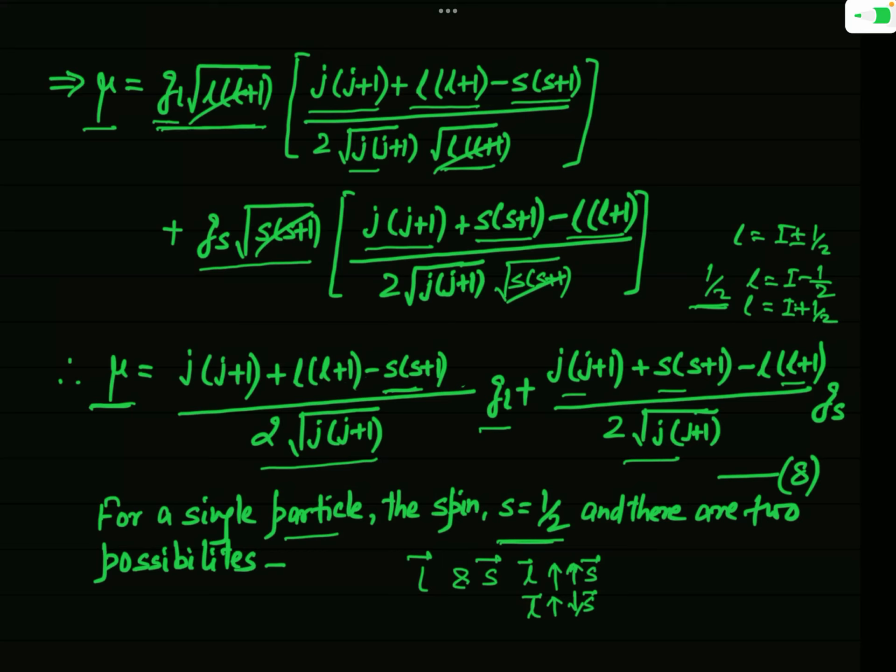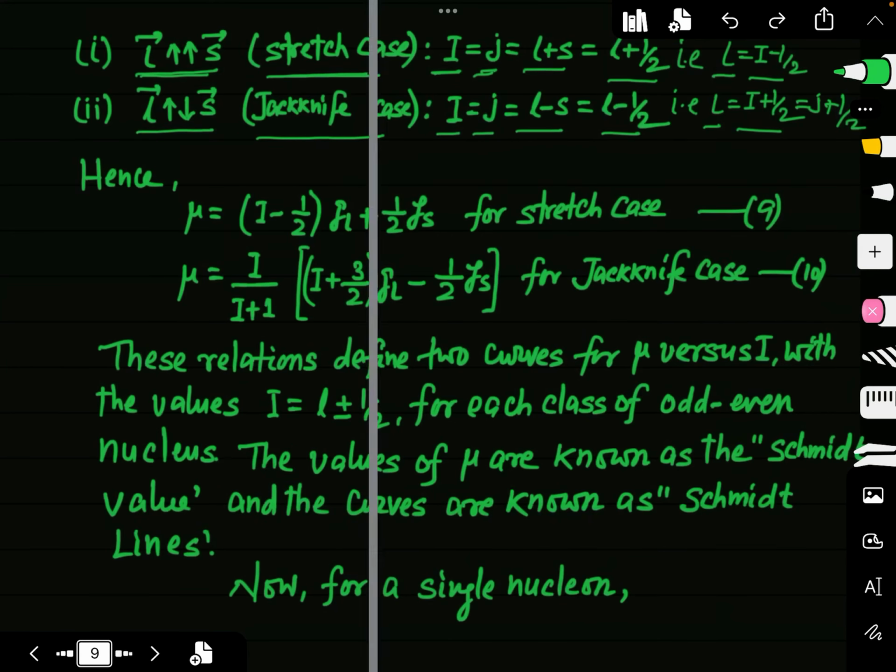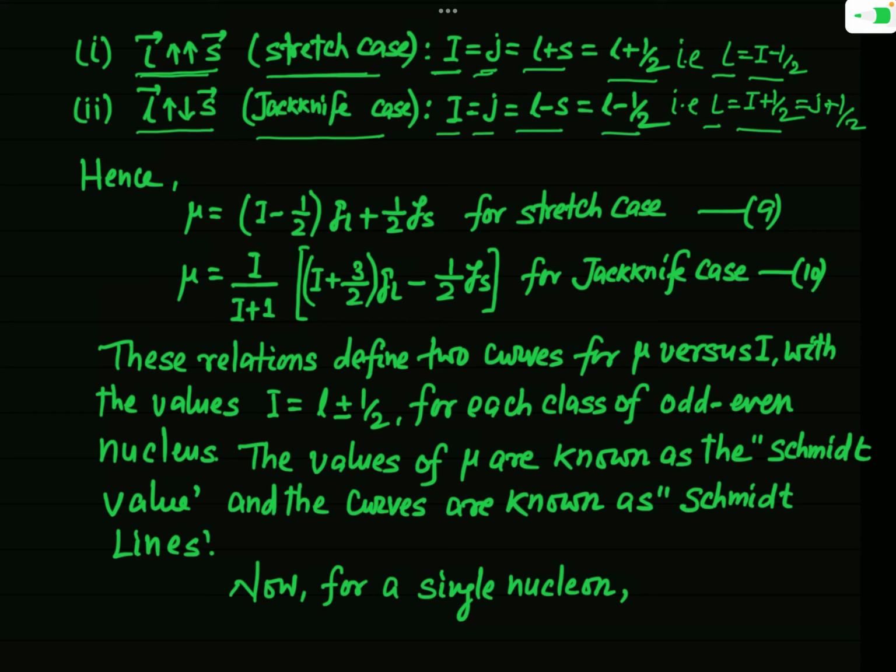J and I both are the same. I have not done the algebra. There will be a lot of algebra of addition, subtraction, multiplication, and this is just a very little concept, so you can do it. So doing all that algebra, we will find that mu is equal to (I minus 1/2) times GL plus 1/2 GS for the stretch case. It means this result you will obtain when you use that L is equal to I minus 1/2.